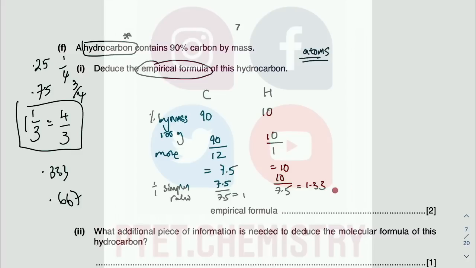Then 4 over 3 multiplied by 3. This one you need to multiply by 3. This one you need to multiply by 3. So actually your empirical formula is C3H4. 1.33 times 3 is going to give you 3.99, which is almost 4. That is the whole number that is closest.